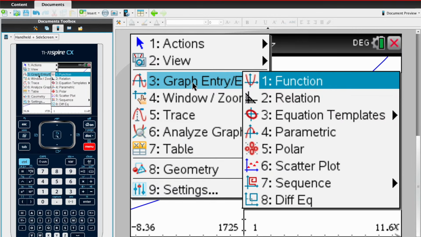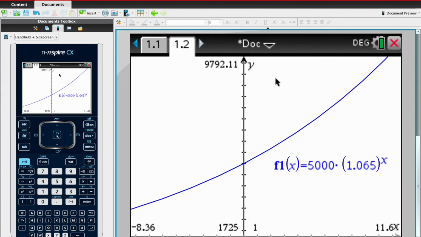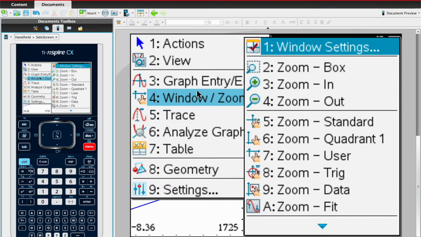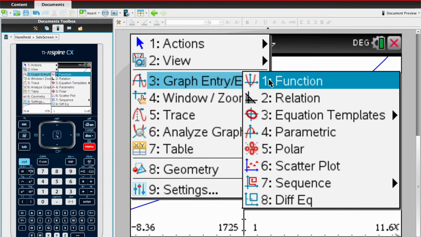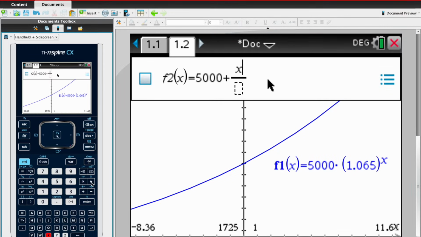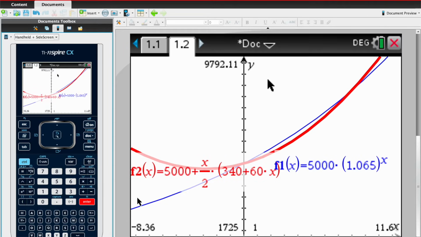Menu, we'll get another graph, and this time we'll put that function that was growing with this interest rate that proceeds arithmetically. 5,000 plus, and then once again x over 2, and then 340 plus 60, and then x, because we can't use n. All right, so I'm going to zoom out.